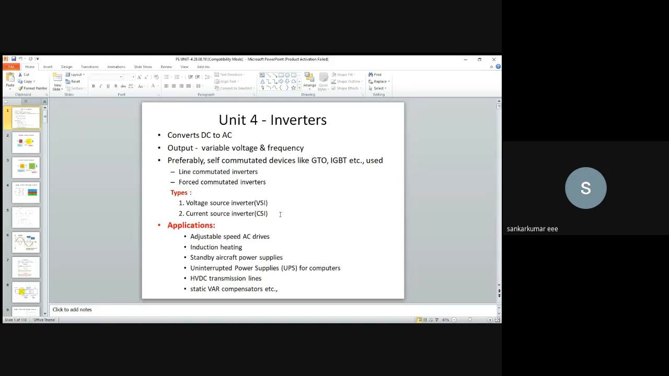And the applications: these inverters give variable voltage and variable frequency, so mainly they are used for the speed control of AC motors. That is called adjustable speed AC drives. For controlling the AC motors, we go for inverters. And also induction heating, standby aircraft power supplies, UPS, that is uninterrupted power supplies for computers, HVDC transmission lines, and static VAR compensators. So these are the applications of the inverters.